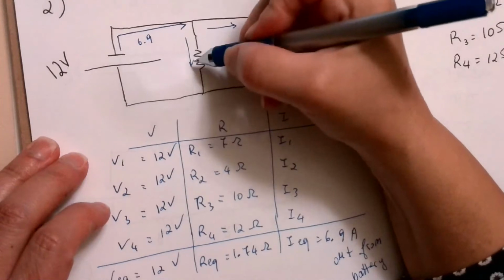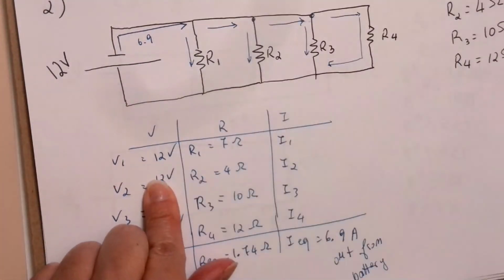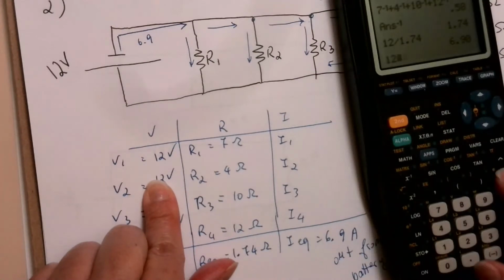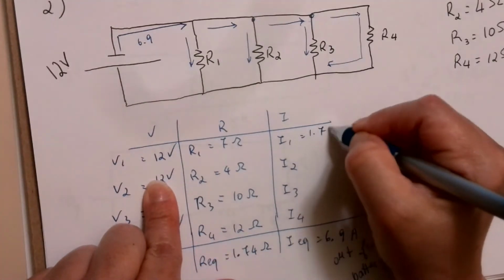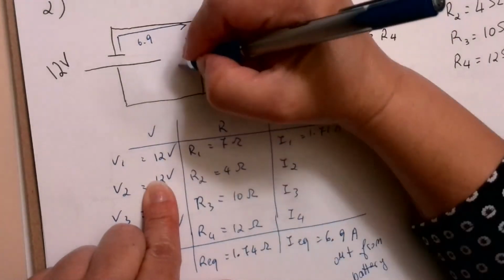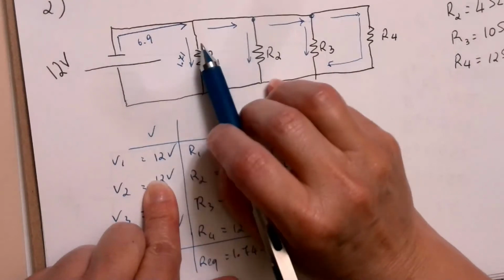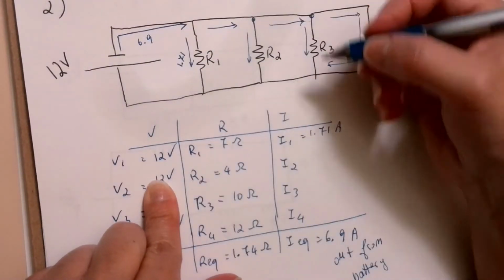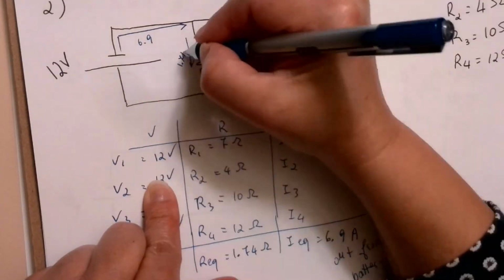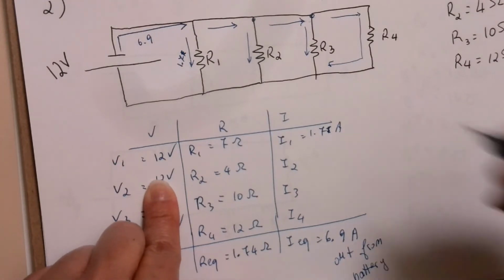Some is going here, some is going across. How much is this one? Well, this is 12 divided by 7. 12 divided by 7 is going to be 1.71. So 1.71 is coming here. So how much am I losing? Well, let's round everything to 1 decimal only, actually. So this is 1.7, okay? So 6.9 minus 1.7, so this is going to be 5.2.